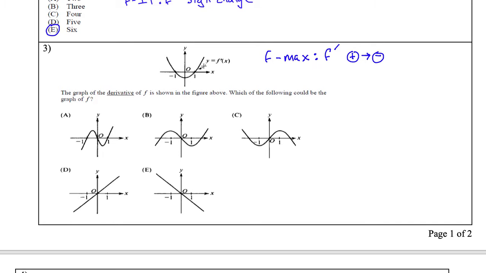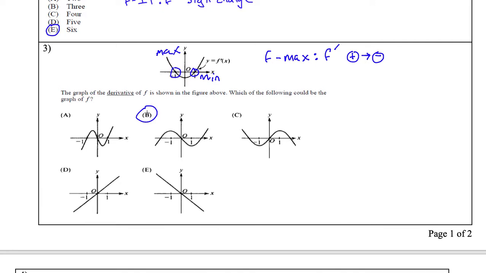On a graph of f prime, what is f prime? Height. So where does the height go from a positive to a negative? Right there. I have a max right here, so we can say max right here. I have a minimum right here because it's going the other direction. So where do I have a maximum at 1 and a minimum at -1? Literally only one graph has that, and it is this one.